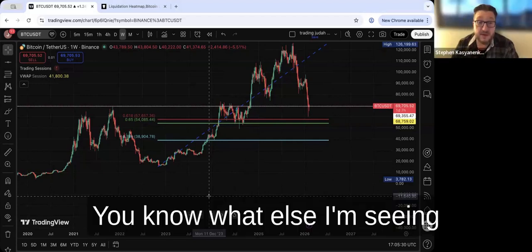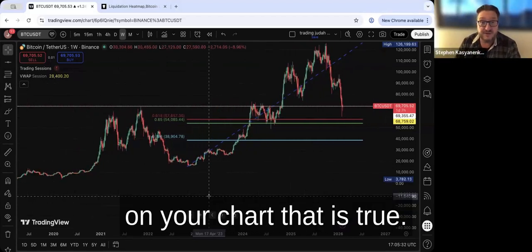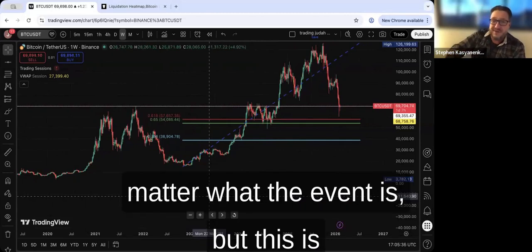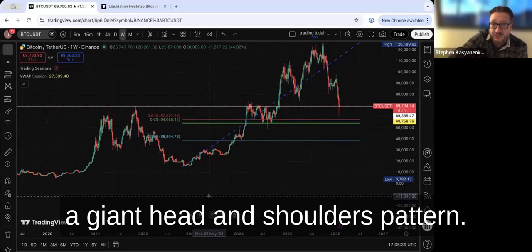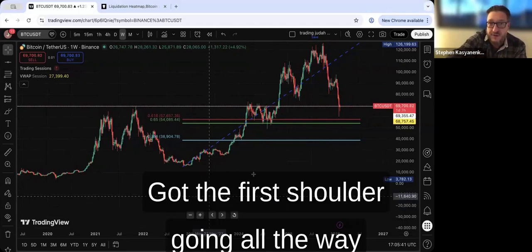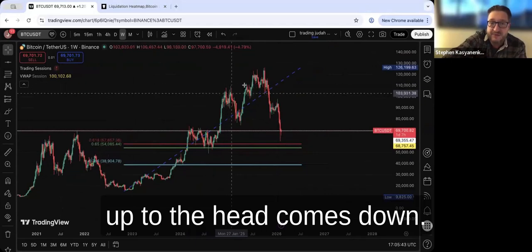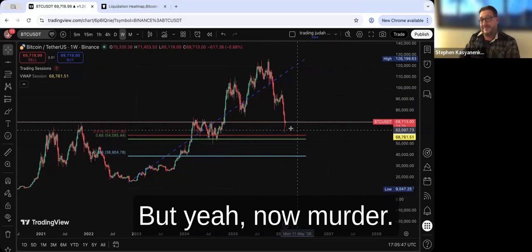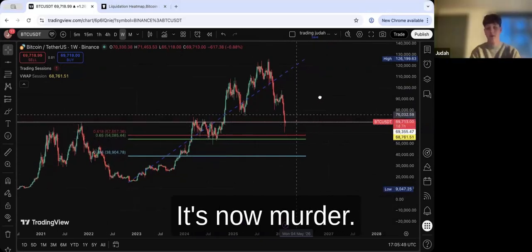You know what else I'm seeing on your chart? That is true. For me, it doesn't matter what the event is, but this is a giant head and shoulders pattern. Look at that. Got the first shoulder going all the way up to the head, comes down. We could get that bounce a little bit, but then it's murder.